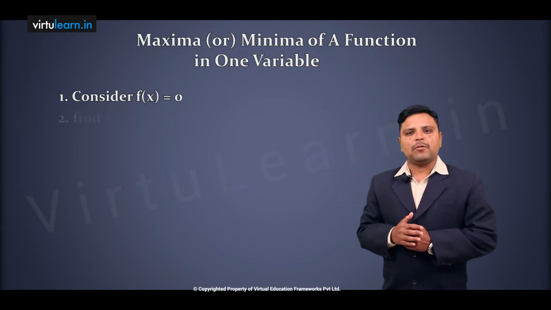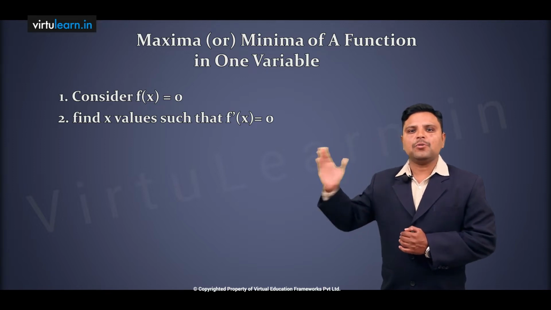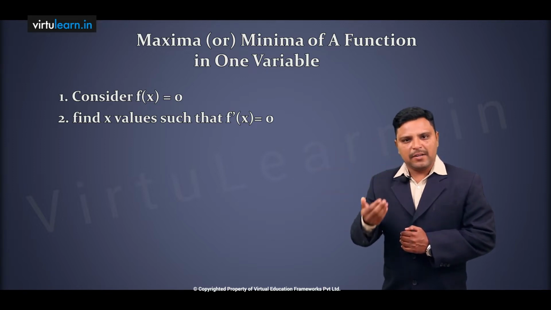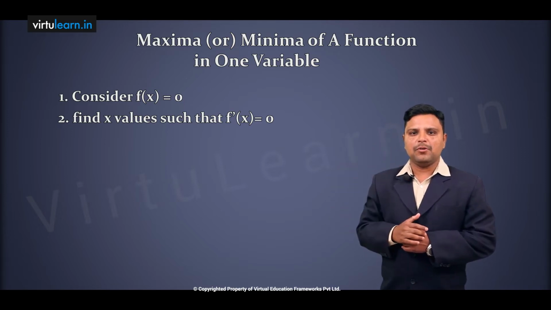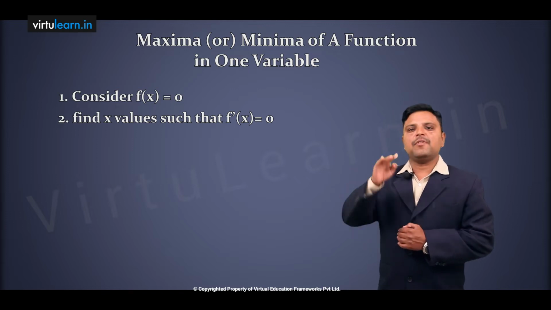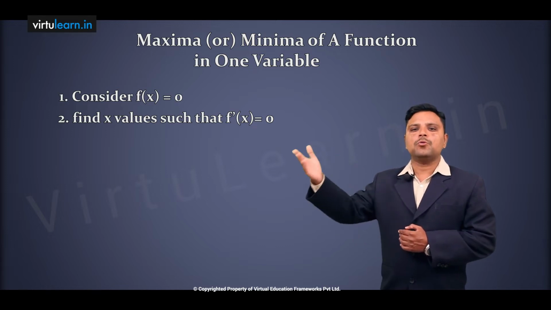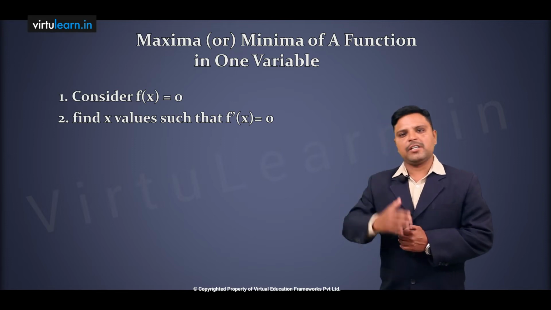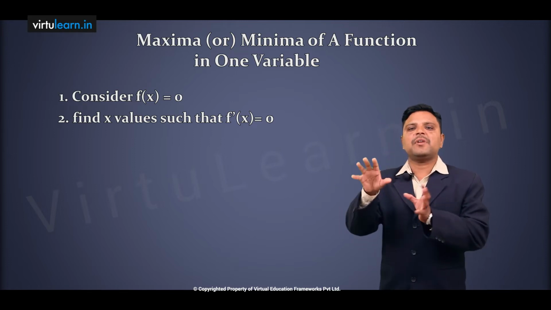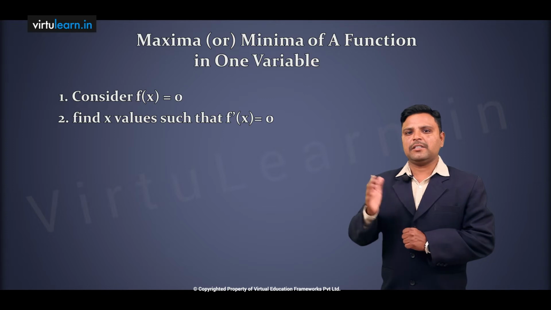First, calculate f dash of x and equate it to 0, that is, f dash of x equals 0. Do the ordinary differentiation with respect to x and set it equal to 0. When we equate it to 0, we get some values of x, for example x equal to 1, 2 and 3. If it is a cubic equation, then definitely we will get 3 values. If it is a quadratic equation, then we will get 2 values. We get some real numbers, x equal to 1, 2 and 3, like that.